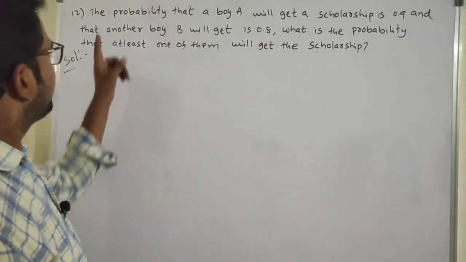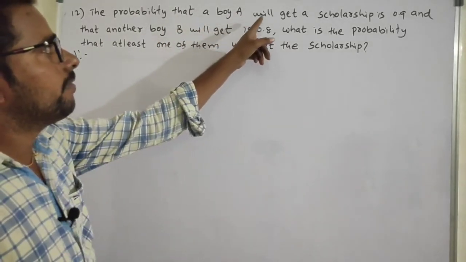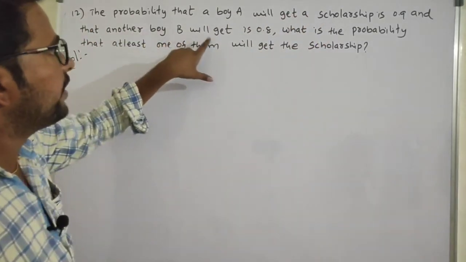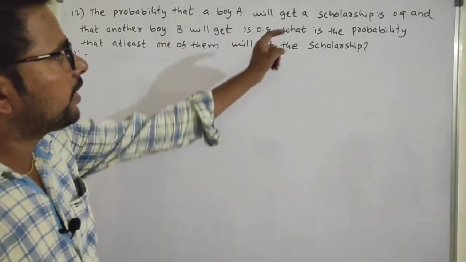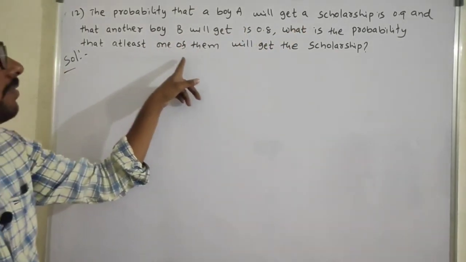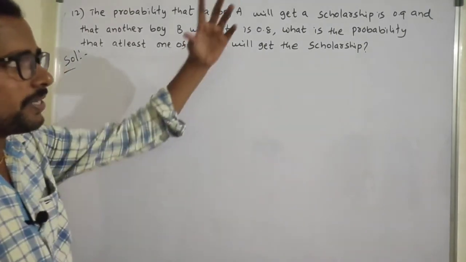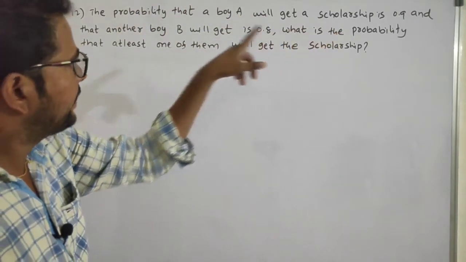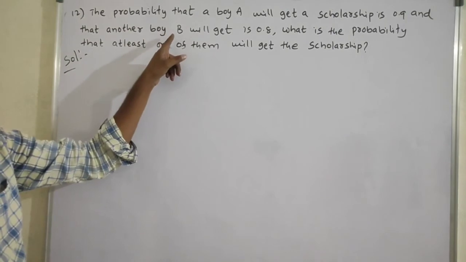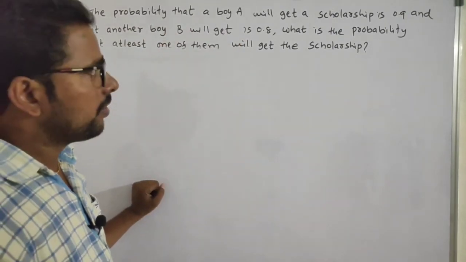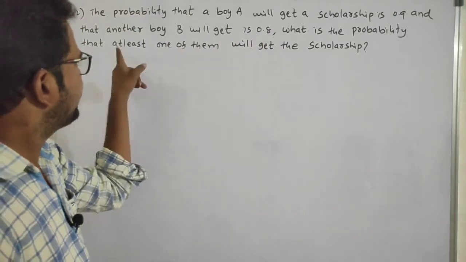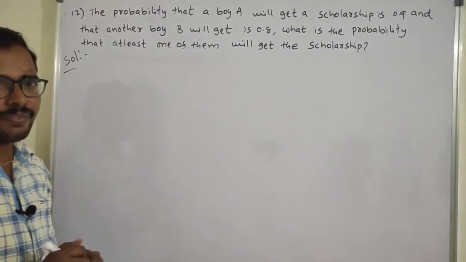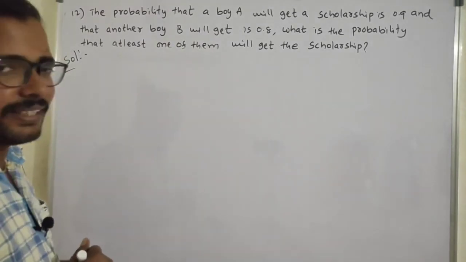Now the 12th question. The probability that a boy A will get a scholarship is 0.9 and that another boy B will get it is 0.8. What is the probability that at least one of them will get the scholarship? There are two boys A and B. The probability of A getting a scholarship is 0.9 and the probability of B getting a scholarship is 0.8. We have to find the probability that at least one of them will get the scholarship, that is, A or B will get the scholarship.